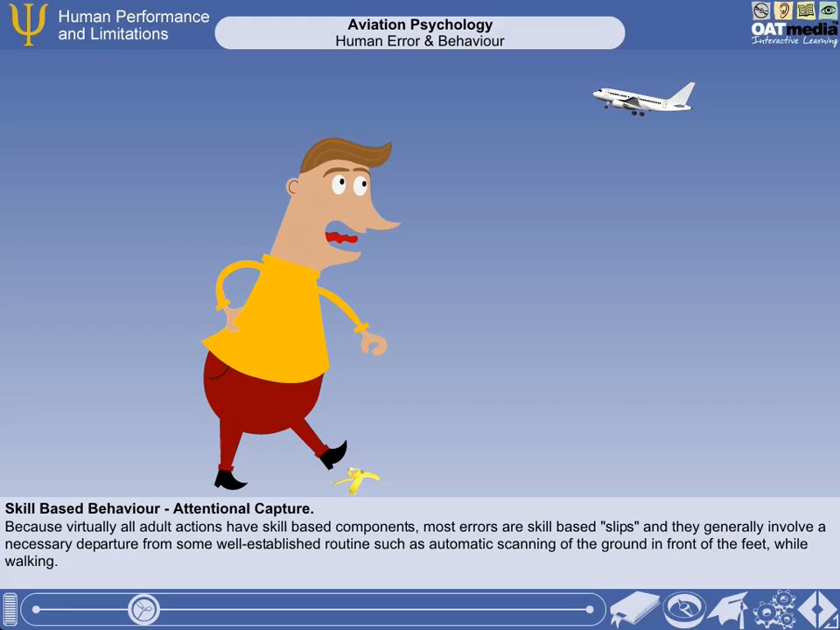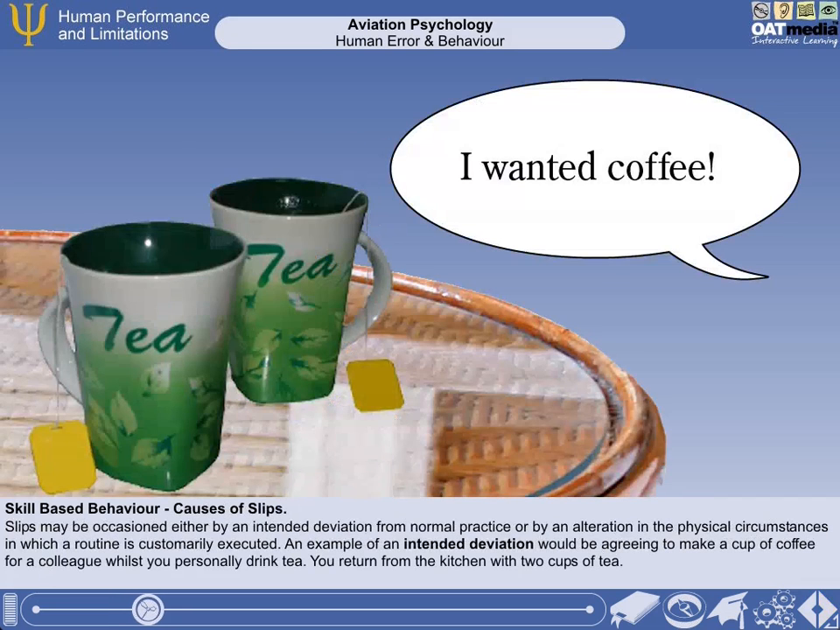Because virtually all adult actions have skill-based components, most errors are skill-based slips, and they generally involve a necessary departure from some well-established routine, such as automatic scanning of the ground in front of the feet while walking. Slips may be occasioned either by an intended deviation from normal practice, or by an alteration in the physical circumstances in which a routine is customarily executed.